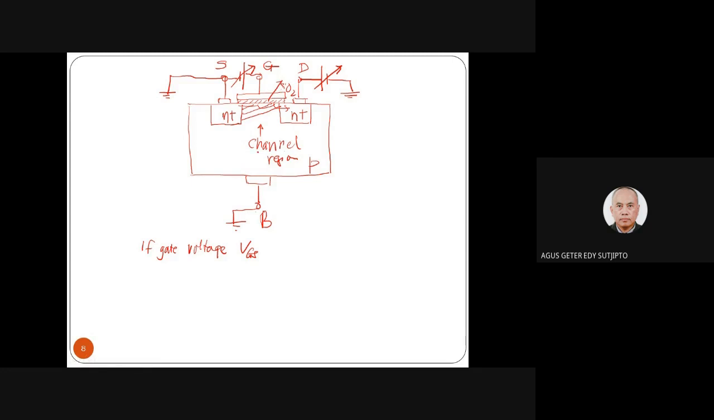So if the gate voltage VGS is above threshold voltage, where VGS greater than or equal to threshold voltage VT, then it will create the channel region.